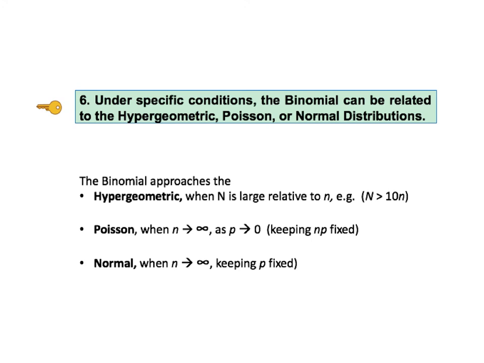The binomial distribution approaches the Poisson distribution as n approaches infinity while p approaches 0, keeping np fixed. The Poisson distribution is another discrete data distribution. It is used when counting occurrences, not units. Also, the binomial approaches the normal distribution as n approaches infinity while keeping p fixed. This was illustrated in a previous slide.